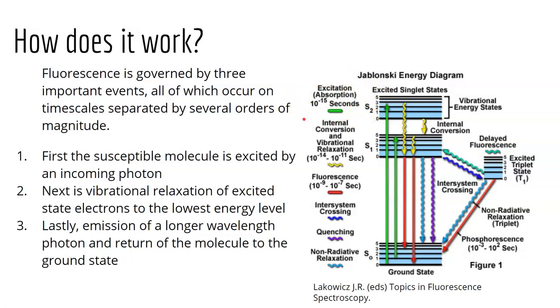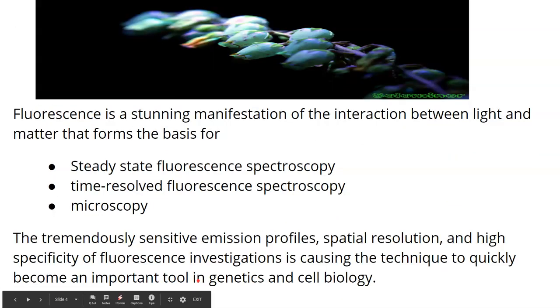Next is the vibrational relaxation of the excited state electrons to the lowest energy level. Right here, the yellow arrows are the internal conversion and vibrational relaxation. Lastly, the emission of the longer wavelength photon and return of the molecule to the ground state here. And as you can see, that is where the fluorescence is happening. It makes it move to an excited triplet state, and this is where you can see the fluorescence happening.